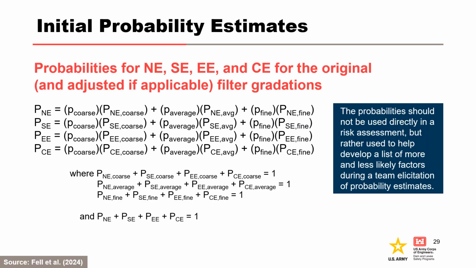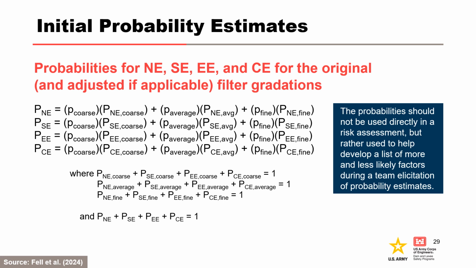Fell et al. 2024 recommends making an initial estimate of the probabilities of no erosion, some erosion, excessive erosion, and continuing erosion by calculating the sum product of the fractions of the base soil gradation envelope and the estimated percentages of no erosion, some erosion, excessive erosion, and continuing erosion for the representative coarse, average, and fine base soil gradations. If segregation or washout is expected, this is done for the adjusted filter gradation curve in addition to the original filter gradation curve. Lastly, assess how representative the gradation may or may not be.